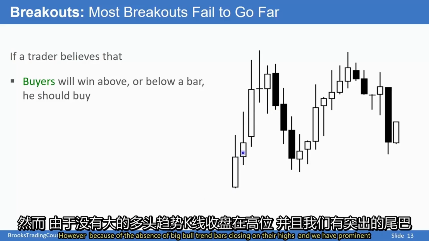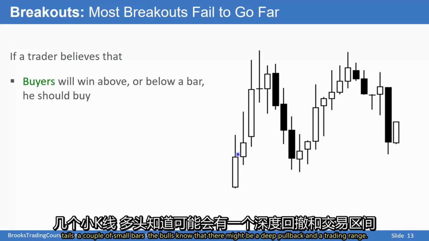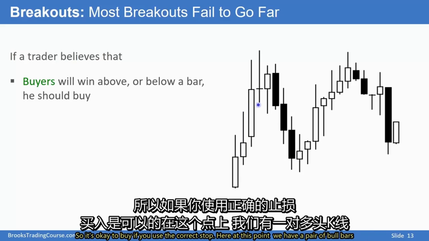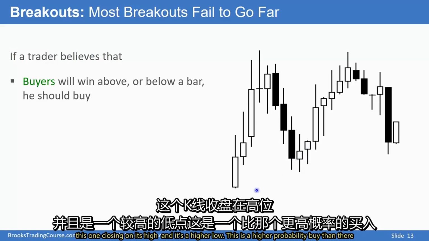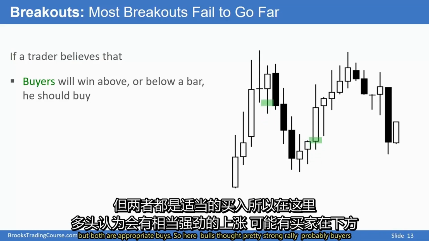However, because of the absence of big bull trend bars closing on their highs, we have prominent tails, a couple of small bars, the bulls know that there might be a deep pullback and a trading range. So it's okay to buy if you use the correct stop. Here, at this point, we have a pair of bull bars, this one closing on its high, and it's a higher low. This is a higher probability buy than there, but both are appropriate buys.